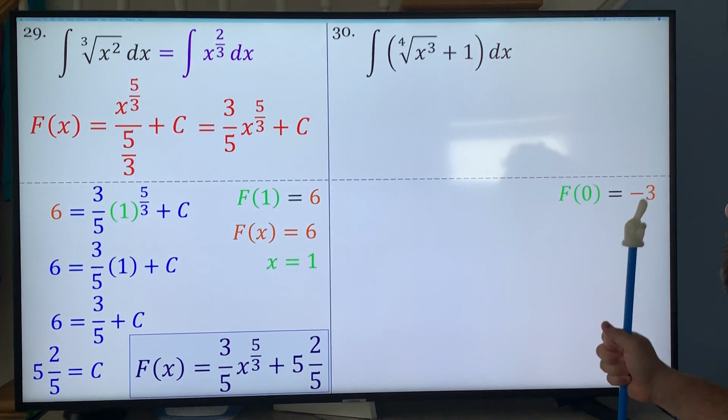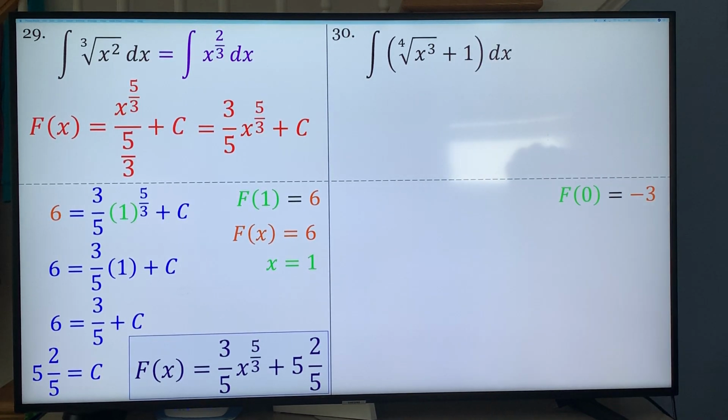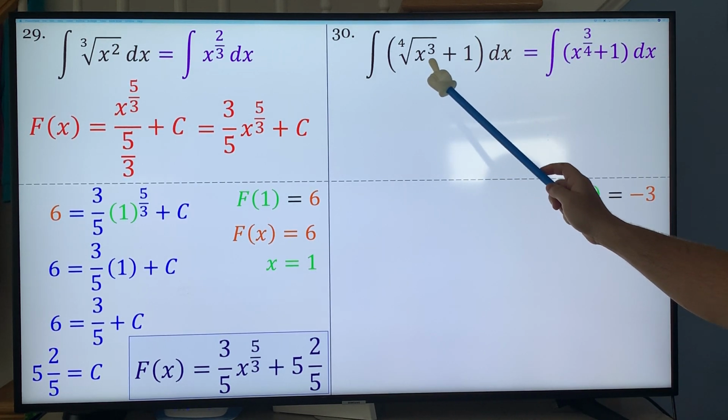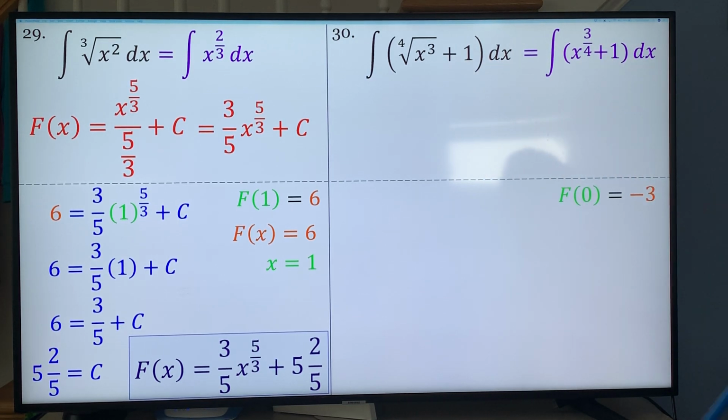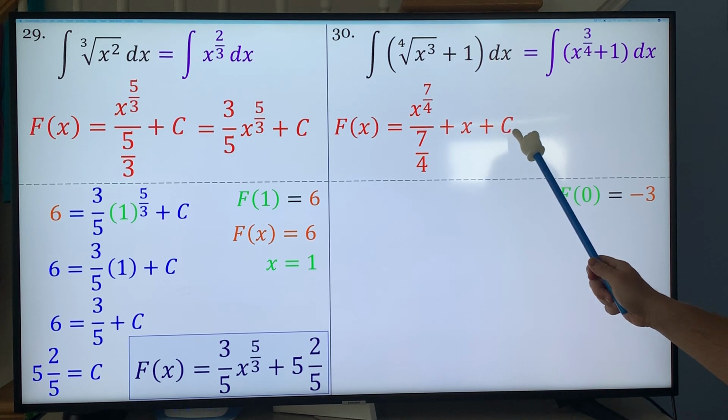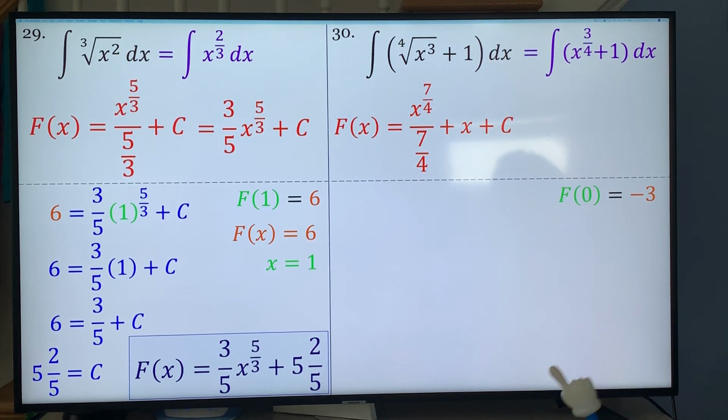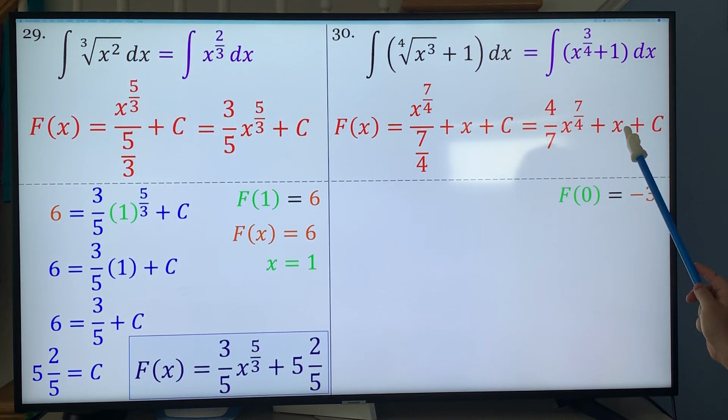Let's look at 30. Attempt to go. All right. x to the 3 over 4 plus 1. 3 plus 4 is 7/4, over 7/4, plus x plus c. The reciprocal of that is 4 over 7. x to the 7/4 times 4/7 plus x plus c.